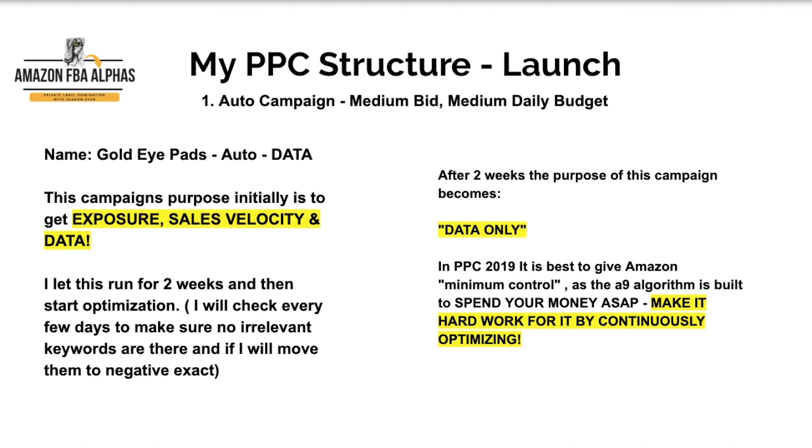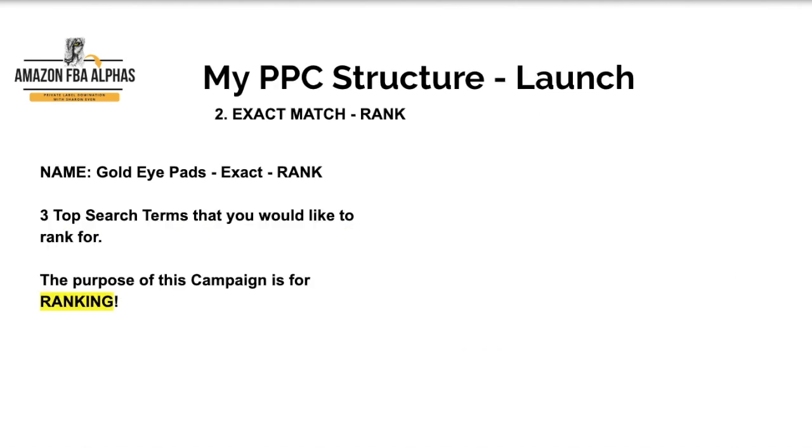You will then take keywords out of this campaign that are converting well and move them to a manual campaign, either exact, phrase or broad. Keywords that are irrelevant or not converting well, you'll put in as a negative exact, not a negative phrase. I'll talk a little more about keyword types of campaigns and what you should be doing with keywords in the next video.